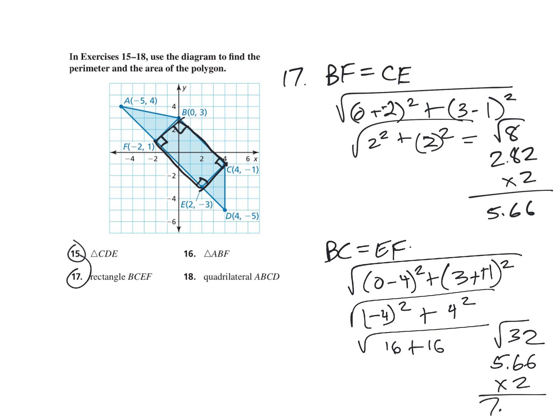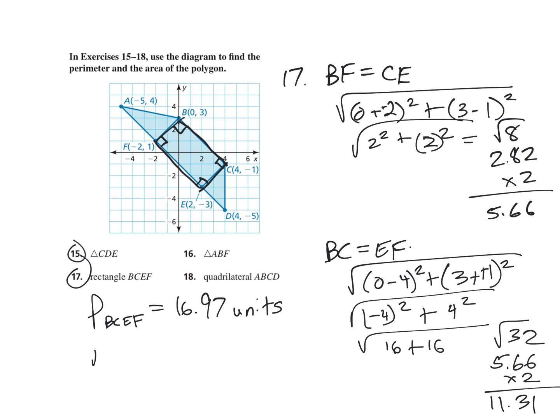So 7.66. That doesn't sound right. Let me check that again. Square root of 32 times 2. Yeah, 11.31. And it's important that you make sure everything sounds right when you're doing it. So yeah, 2 times 5 is 10, so it had to be more than 7. 11.31 is what that is. So if we add those two together, 11.31 plus 5.66, you get 16.97. The perimeter of B, C, E, F is equal to 16.97 units.